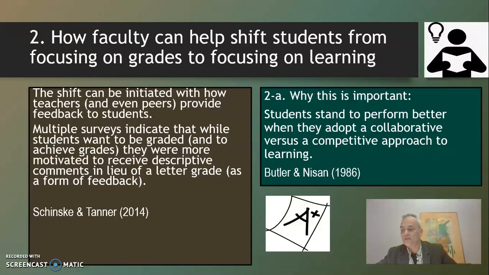One of the byproducts of the traditional 100-point grading system and scale is that it can cultivate an environment of competition for grades that is so intense that the pursuit of actual true learning can take a back seat or even get lost in the shuffle. So how can we help students shift their focus back to learning as opposed to being purely driven by achieving grades? Well, Shinsky and Tanner researched ways to effect this shift.